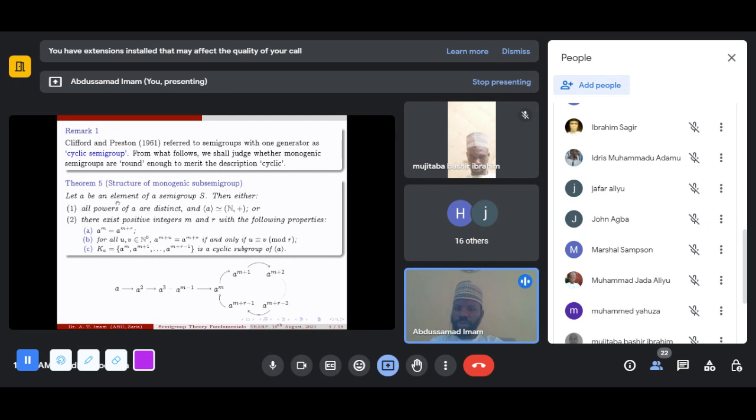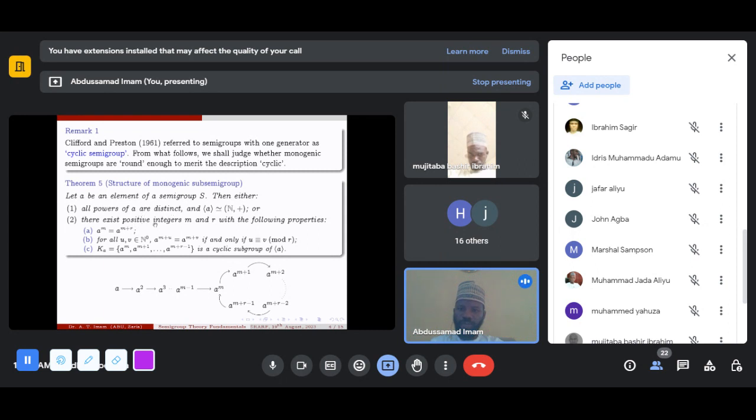And then we say let A be an element of a semigroup S, then either all powers of A are distinct, and in that case, the cyclic subsemigroup generated by A will be isomorphic to the natural numbers under addition. So it is an infinite cyclic group, or an infinite monogenic subsemigroup. Or there exists a positive integer; in other words, not all powers are distinct.